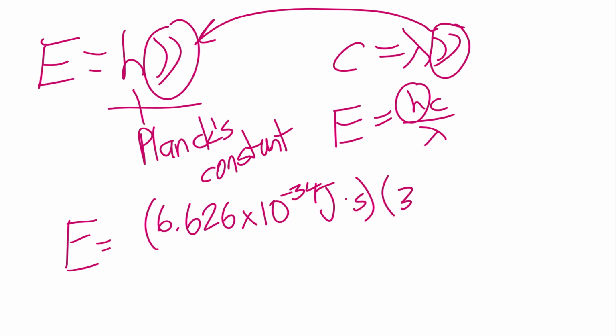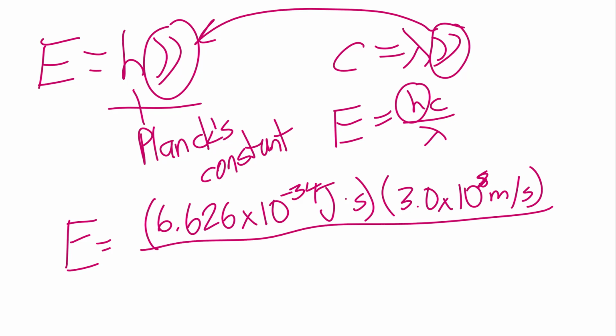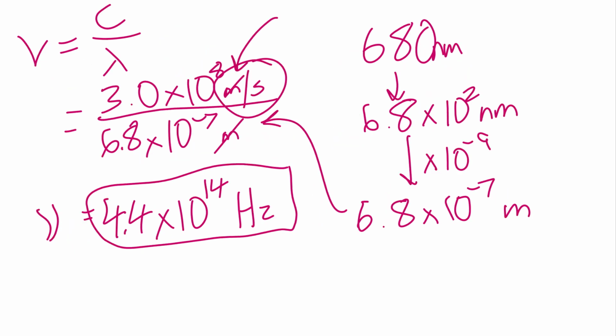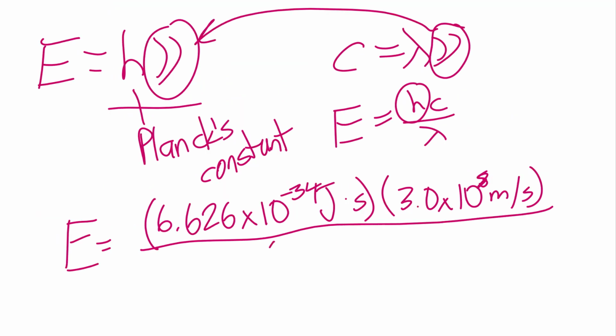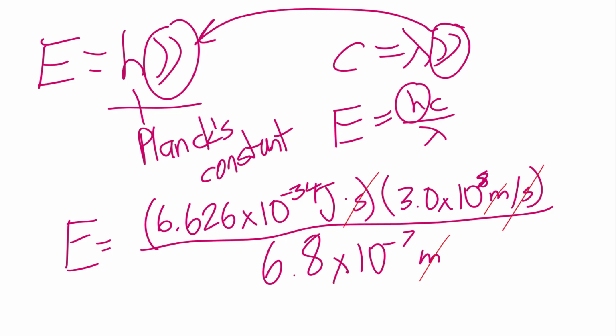c is 3.0 times 10 to the 8th meters per second. And lambda, as you see on the previous slide, is 6.8 times 10 to the negative 7 meters. You'll see here that the meters cancels the meters, the seconds cancels the seconds, and you're left with just the units of joules, which is what energy is.